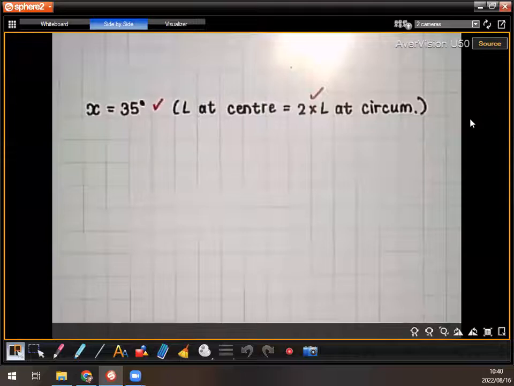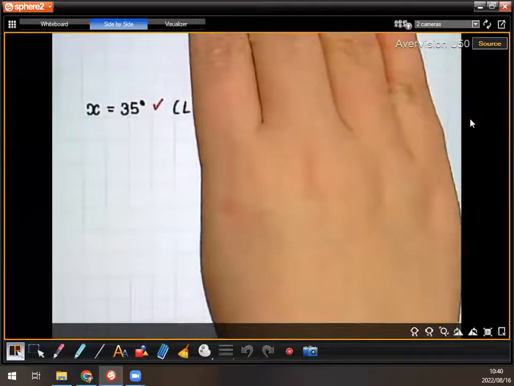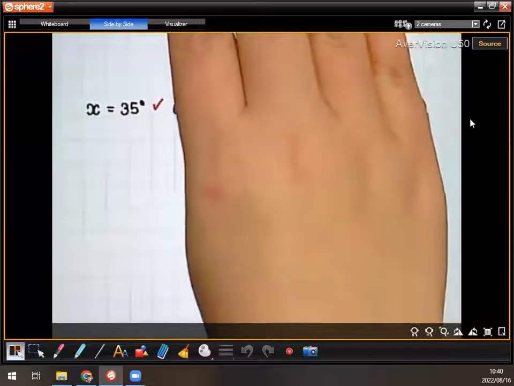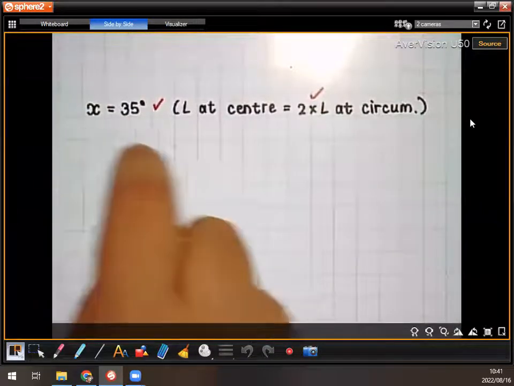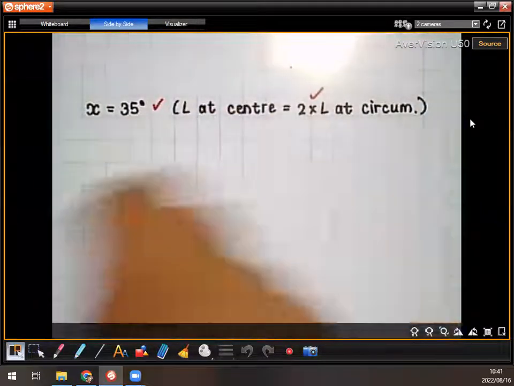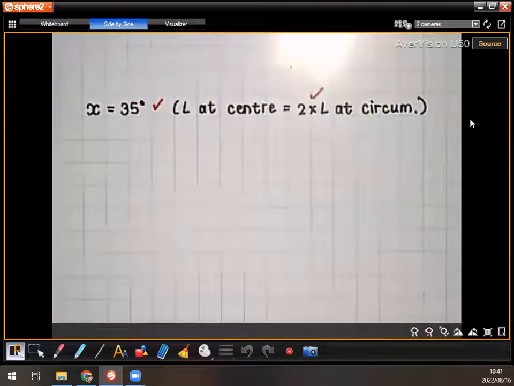Now, how it works is that if you just have the answer, you can get 1 mark, right? If you left your reason out, you can still get 1 mark. But if your answer is wrong, say you wrote X equals 70, and then you wrote the correct reason, you won't get that reason mark. Okay, in order to get the reason mark, the answer has to be correct.